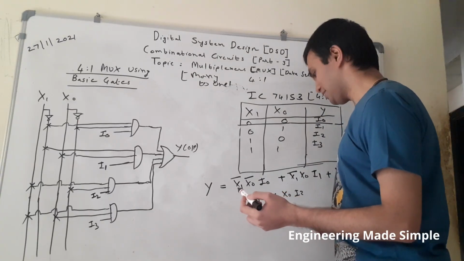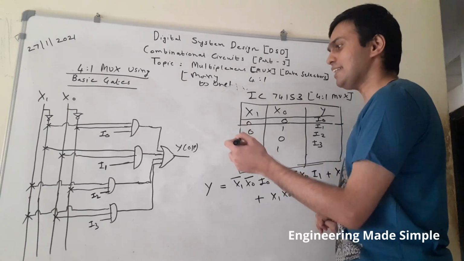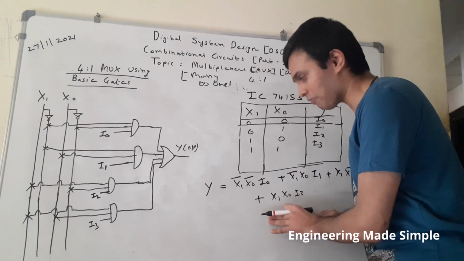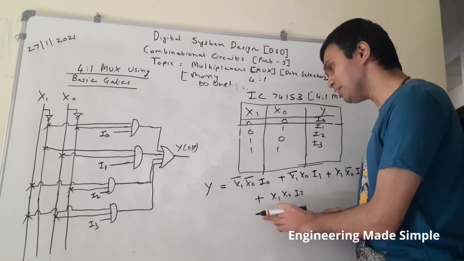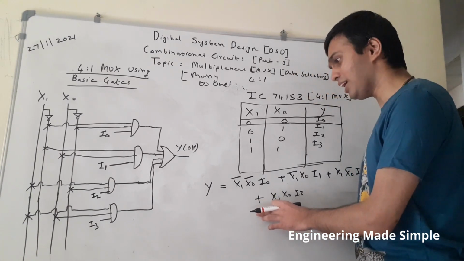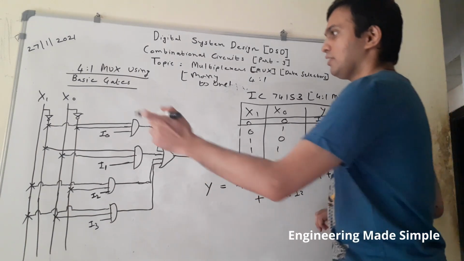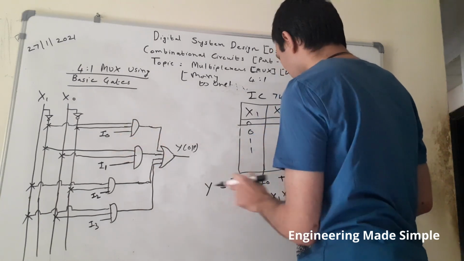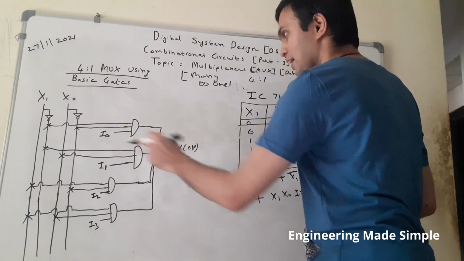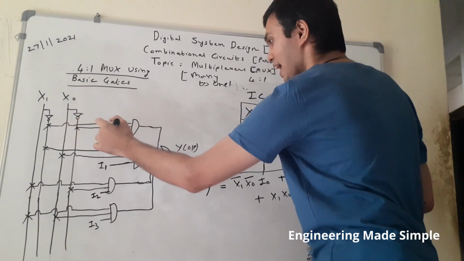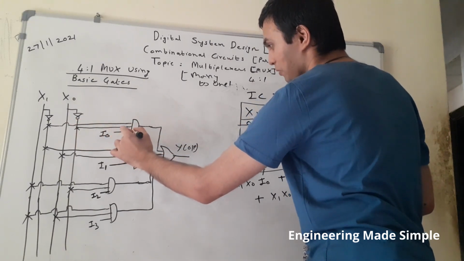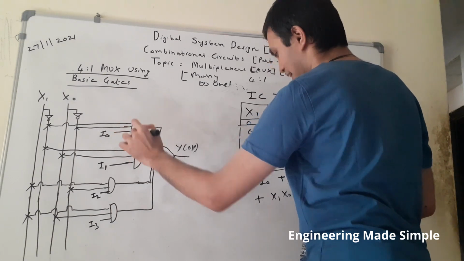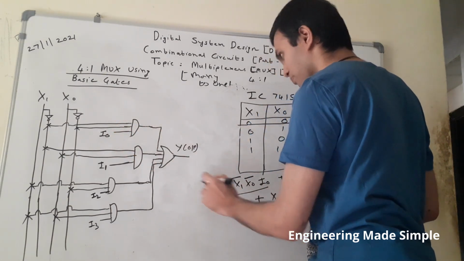Okay, now let us see its implementation using basic gates, that is AND, OR and NOT gate. Now this is the system equation which we have found out from the truth table. This system equation only I have implemented over here. So these are your two select inputs x1, x0. So the first term you see x1 bar, x0 bar and the data input I0 which I have applied, these three inputs are applied to the AND gate because here multiplication is there.